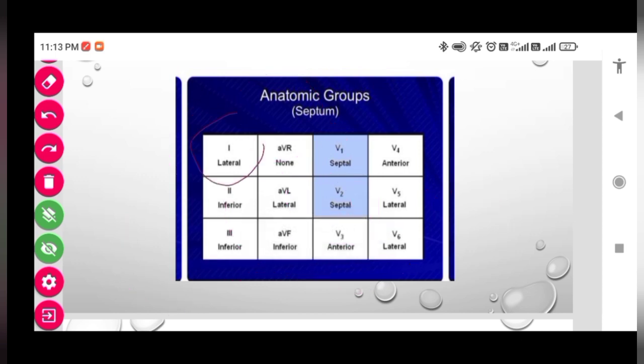this is the lead 1, lead 2 and lead 3. 2, 3 and AVF are inferior, right? 2, 3 and AVF are inferior, yes. V1, V2 is septal, yes. And V1, V2, V3, V4 are anterior, as you can see here. V5, V6 are the lateral side of the heart. AVL and 1 are the lateral side of the heart. Okay. So once again, let me summarize.